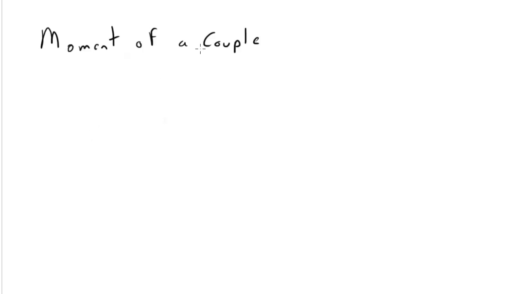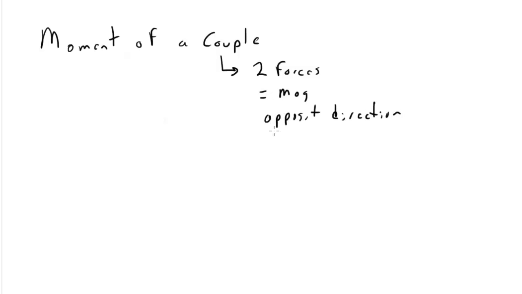So what we mean by a couple is two forces, equal magnitude, opposite direction, right? So what we're going to do, in effect, is calculate the moment of one of those forces about a point, and then add to it the moment of the other force around the same point. And we're going to find out mathematically what that sum is equivalent to, and we're going to see something rather interesting when we do that. So let's get started.